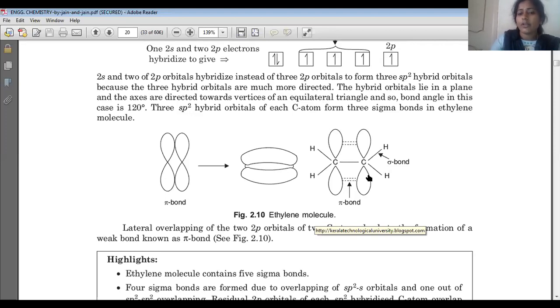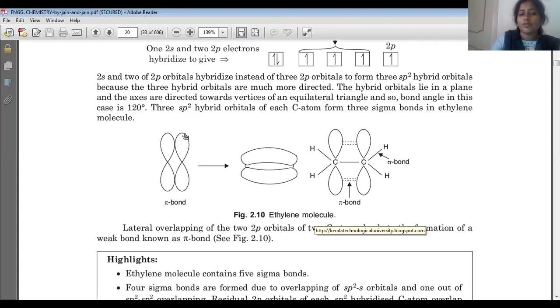These p orbitals present in the carbon overlap above the plane as well as below the plane laterally. This is called lateral overlapping. So, because of this lateral overlapping, it is able to form a pi bond, which is simply represented by carbon with sigma bonds in between, and above the plane and below the plane we have this pi electron density. So this is about pi orbitals.